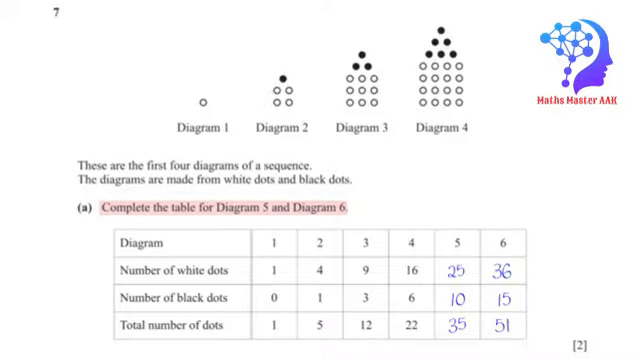For the number of black dots, the terms are increasing by +1, +2, +3. And so to get the number of black dots for diagram 5, we have 6 plus 4 giving us 10. And for diagram 6, we have 10 plus 5 giving us 15. The total number of dots in diagram 5 is 25 plus 10, giving us 35. And the total number of dots for diagram 6 is 36 plus 15, giving us 51.